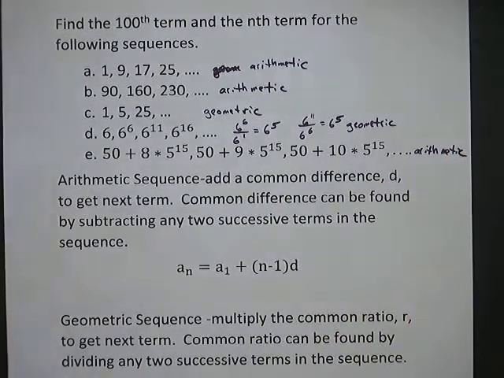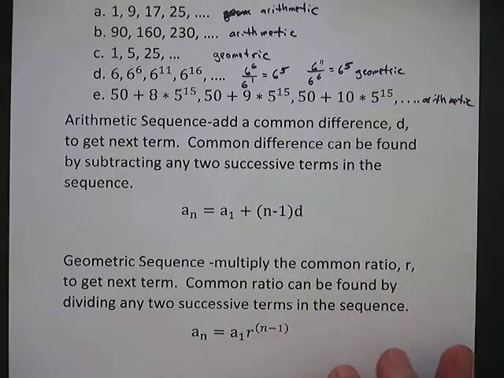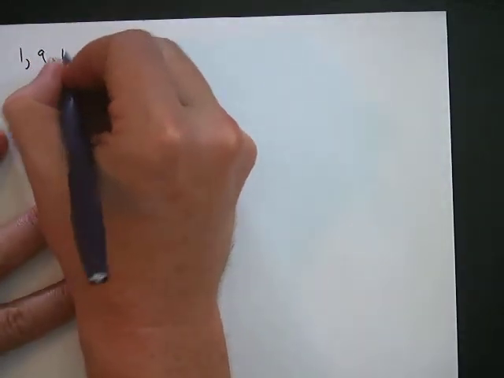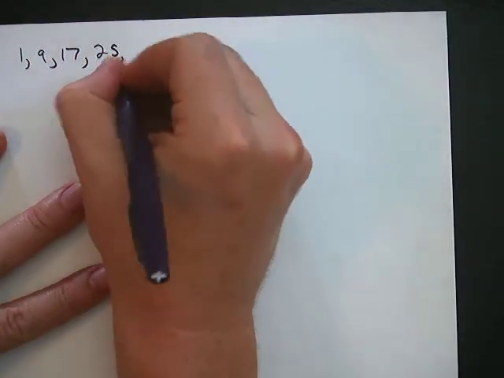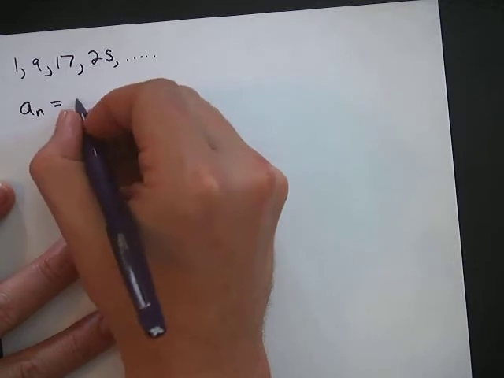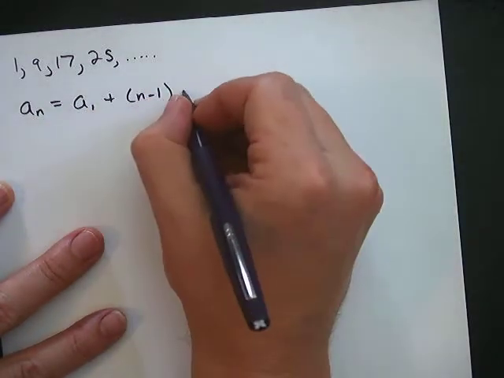All right, so now that we've got that established and we've got our formulas here, you can reference those. I'll pull them up a couple more times as we go. Let's take a look at the first one. Okay, so we have 1, 9, 17, 25, and we've already said that it's arithmetic, which means we're going to be using a sub n equals a sub 1 plus n minus 1 times d.